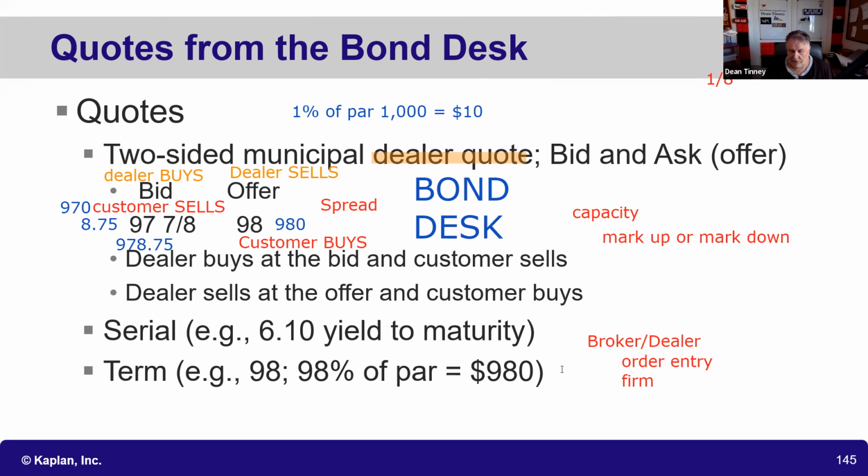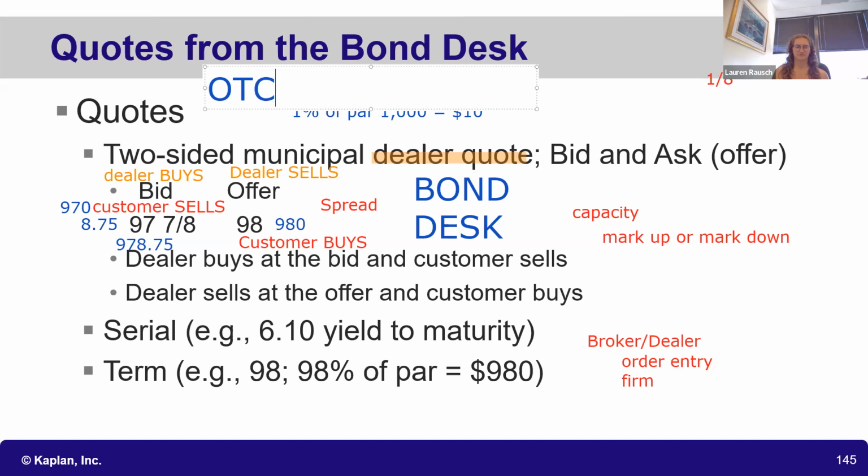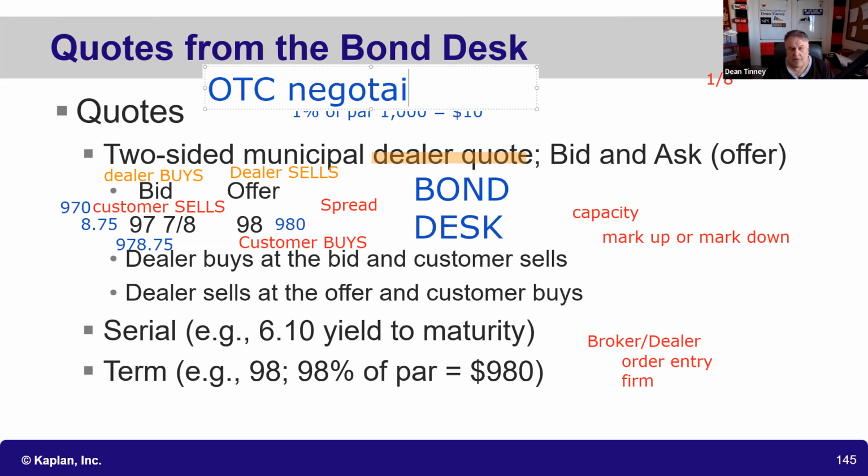So this is how we trade municipal bonds. All municipal bonds trade over the counter, the negotiated, quote-driven market. By the way, negotiated means you don't have to take my price if you don't want to. You could say, hey, Dean, I don't like your quote. You're saying you want to sell it to me at 98. How about you give it to me at 97.78? So we can negotiate. Some people like to negotiate, some people do not.